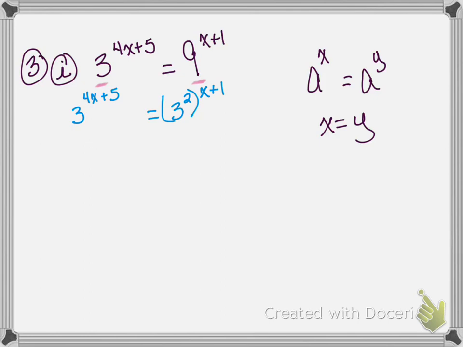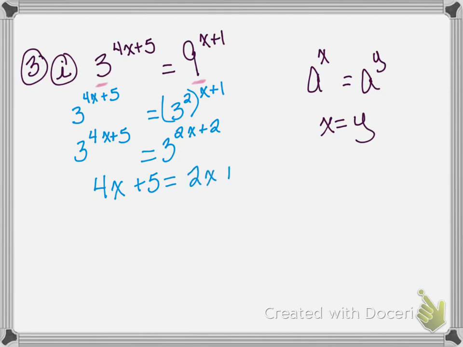So I'm going to have to use my exponent properties there. So I'm going to rewrite 3 to the 4x plus 5. And when I raise a power to another power, I multiply. So this is actually going to be 3, and I'm going to multiply x plus 1 times 2. So I'm going to get 2x plus 2. So I've used that power to a power property. Now that I have my bases the same, I can say that my exponents are the same. So I have 4x plus 5 equals 2x plus 2.